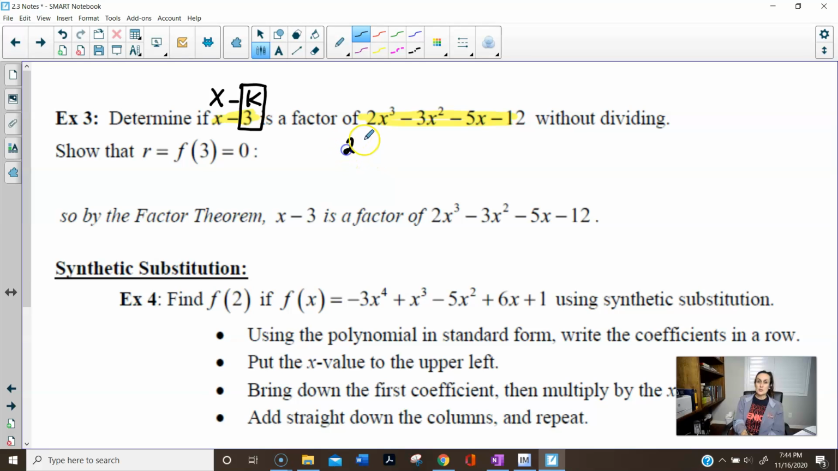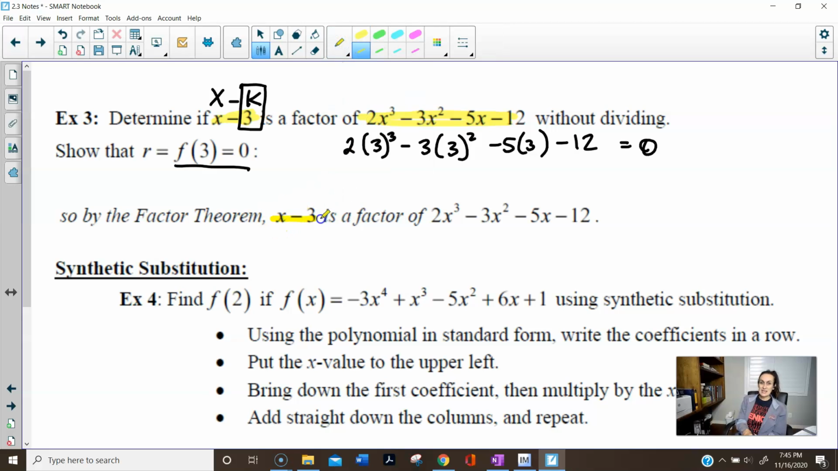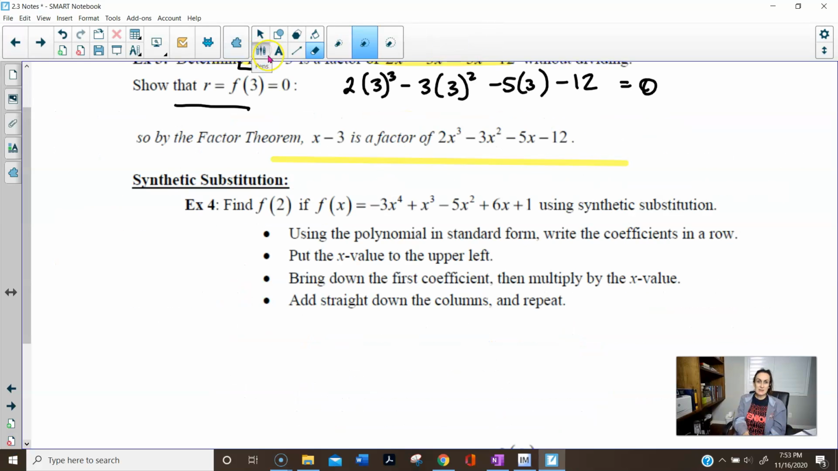So 2 times 3 cubed, subtract 3 times 3 squared, subtract 5 times 3, subtract 12. So you're going to throw that all in, and you're going to see when you're done that that is equal to 0. So since f of 3 is equal to 0, yes, by the factor theorem, x minus 3 is a factor of that. All right, let's look at example 4.